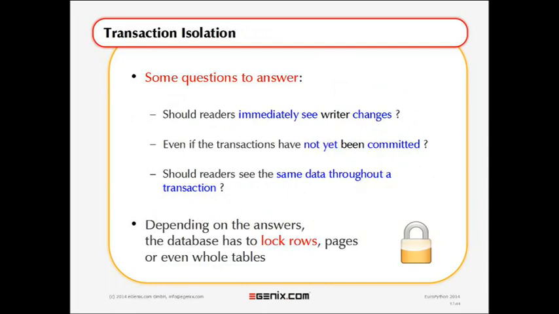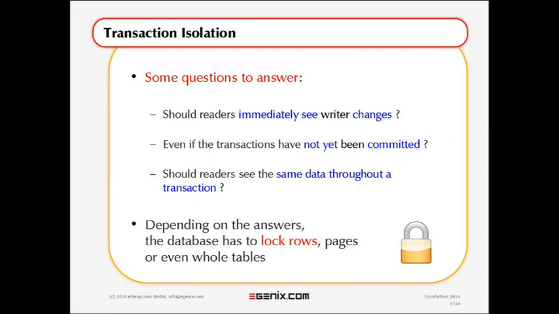So when writing an application and thinking about this, you have to ask yourself some questions. For example, should readers immediately see changes made by other transactions or by other processes? And should they even see things that went into the database even though the transactions in those processes have not yet been committed?